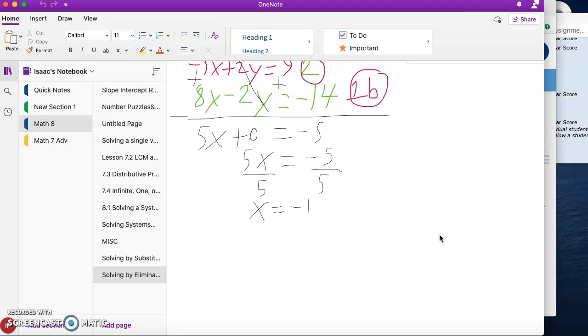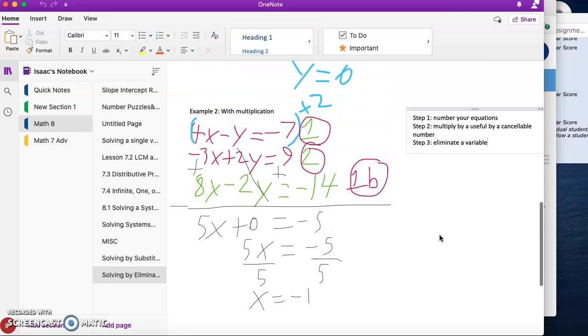And now that brings me to my next step. Step 4. Substitute the found variable into one of your 3 equations, because that includes the one that we just made, to find the remaining variable.